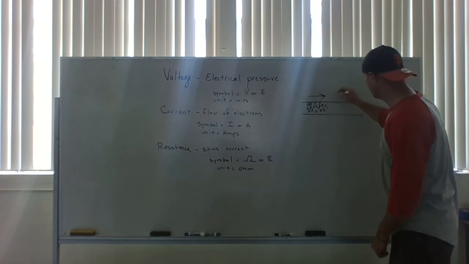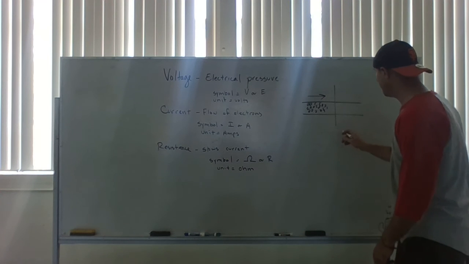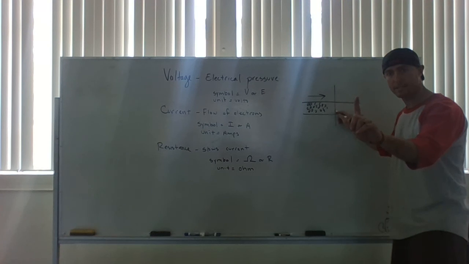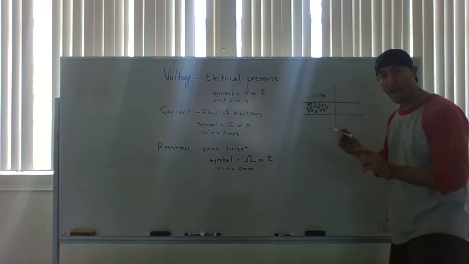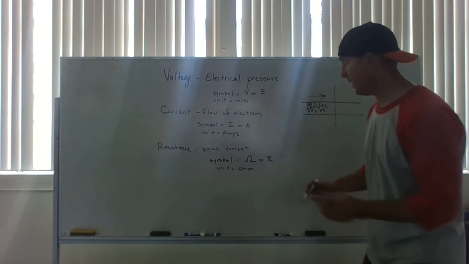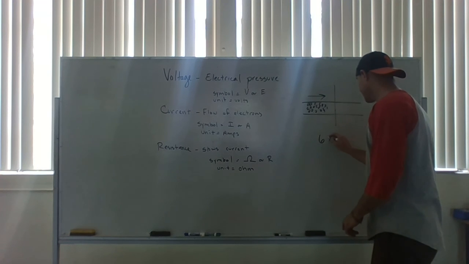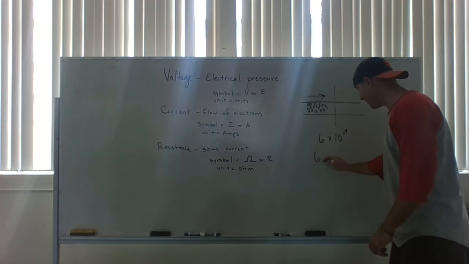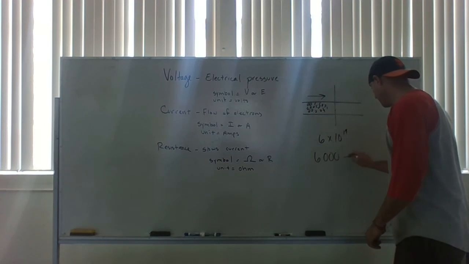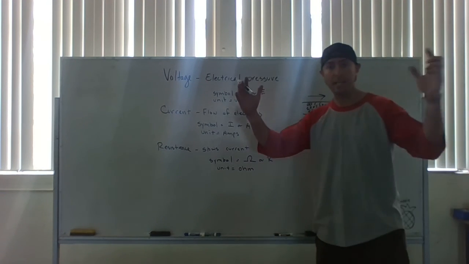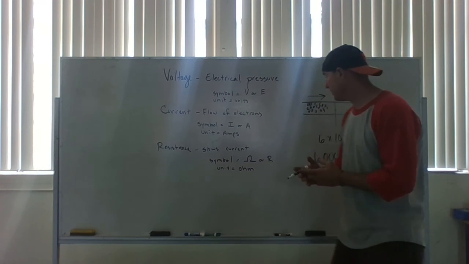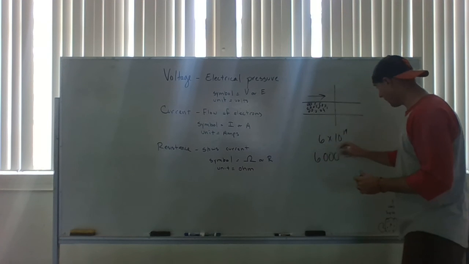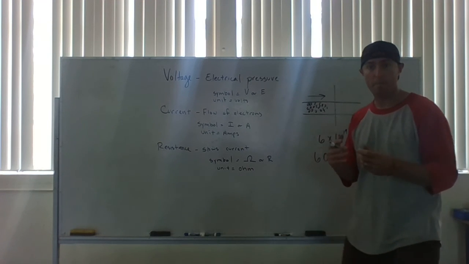Now, current is the number of electrons that pass through this line in 1 second. It's the actual number of electrons. That number is like 6 times 10 to the 19th power, or a 6 with 19 zeros after it. So it's this insanely big number. That's why we use an amp. 1 amp is this crazy big number, so it makes it a little more manageable.